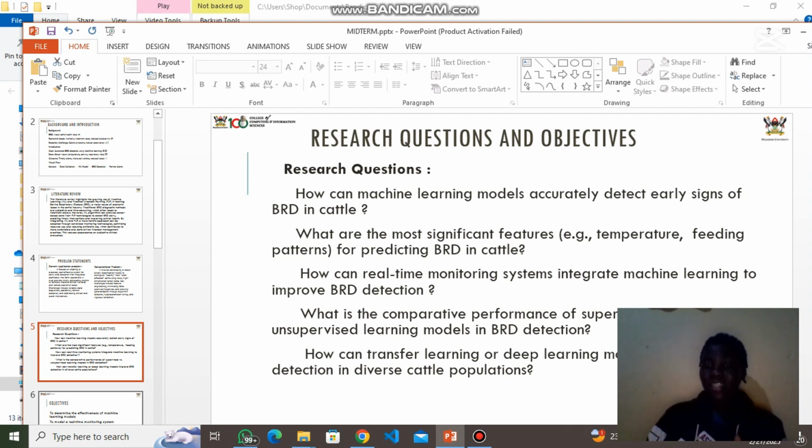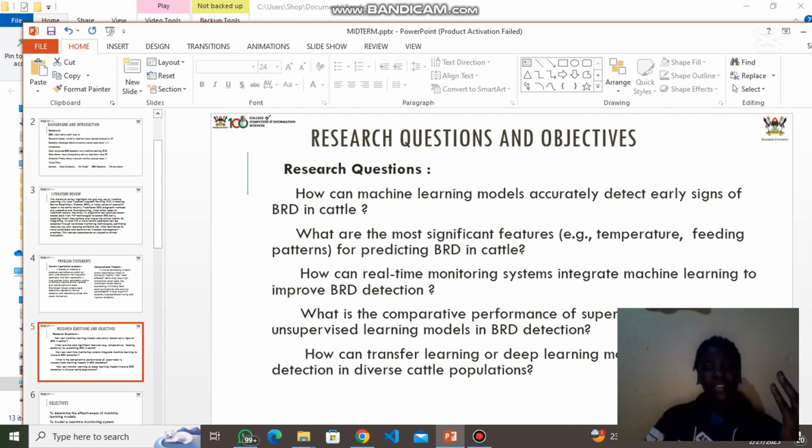Then, what are the most significant features? When I'm talking about features, I basically look at the temperature, the respiratory rate, the feeding patterns. Can I go ahead and use the temperature? Is the temperature feature good enough for me to conclude that this cattle is affected or not?